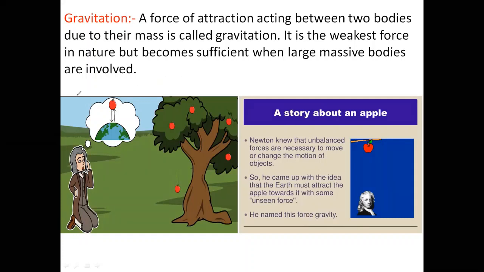So let us know what is gravitation. It is a force of attraction acting between two bodies due to their masses. We can define gravitation as a force of attraction acting between two bodies due to their mass. It is the weakest force in nature, but it becomes sufficient when large massive bodies are involved.